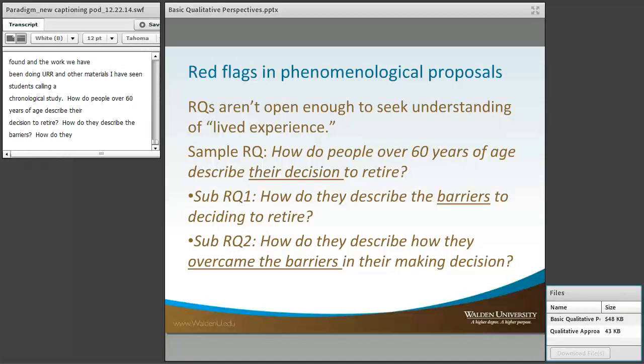I see this as a basic design research question and sub-questions because of its focus on their decision to retire, not the whole experience, and on the barriers. Often we see barriers and challenges, right? This researcher wants to know something in particular. So I think that's trying to address a particular problem, and the lit review and the research problem would justify focusing on the barriers and overcoming barriers.